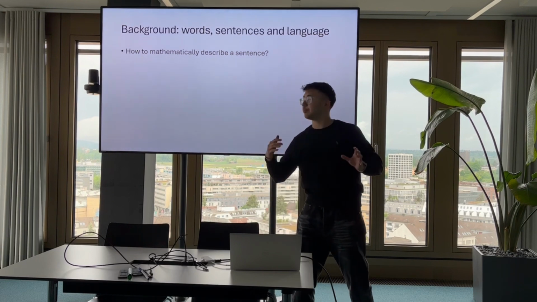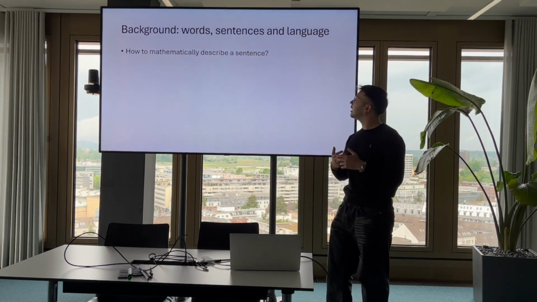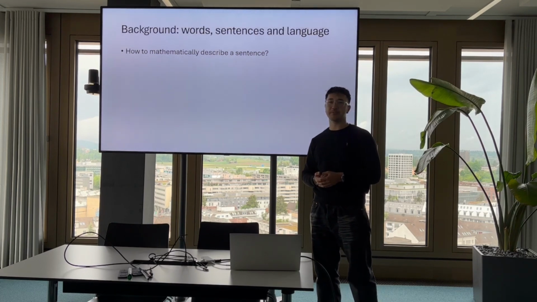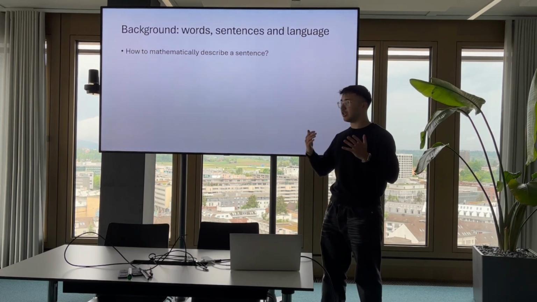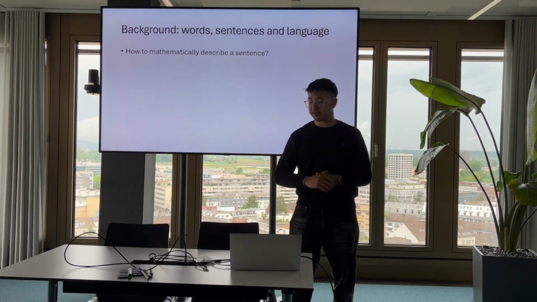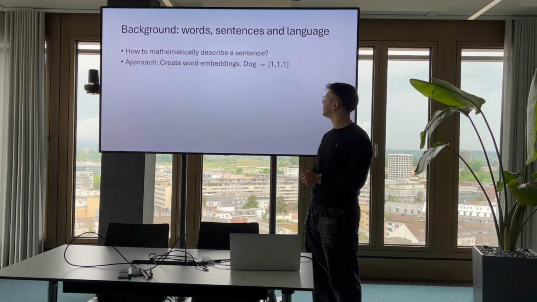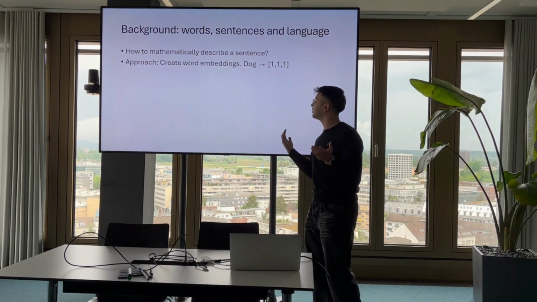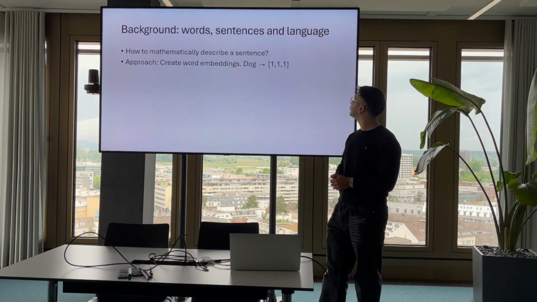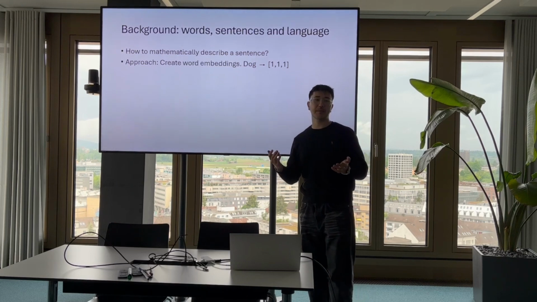So a bit about the background. In NLP, it's all about words, sentences, languages, and we want to mathematically describe them. So how do we describe a sentence or word? We have already seen this in the previous presentations. We want to create word embeddings or token embeddings. So for example, you have a word dog and you convert it to a vector in some embedding space.